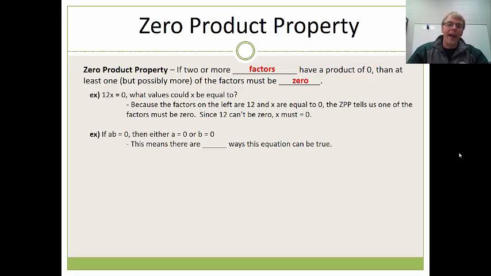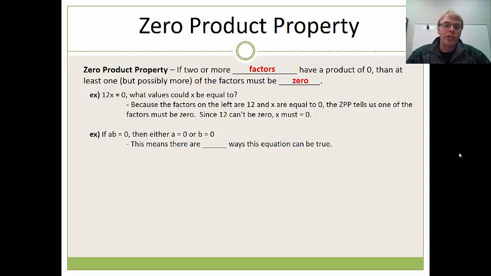So if we have 12x equals 0, what we have is two factors, 12 and x, on the left-hand side of the equation equal to 0 on the right. Well, the zero product property tells us that one of those factors must be 0 for the product to equal 0. Since 12 is 12 and can't be 0, that tells us that x must be 0.